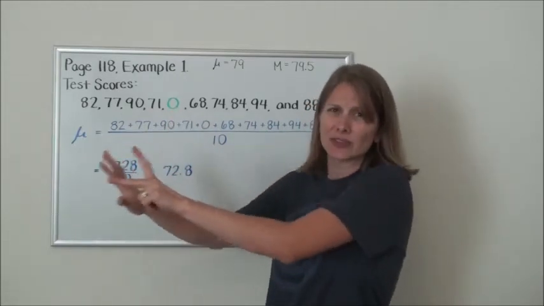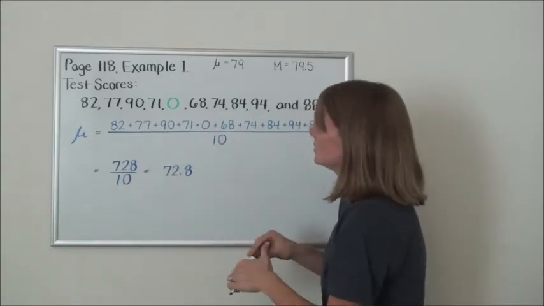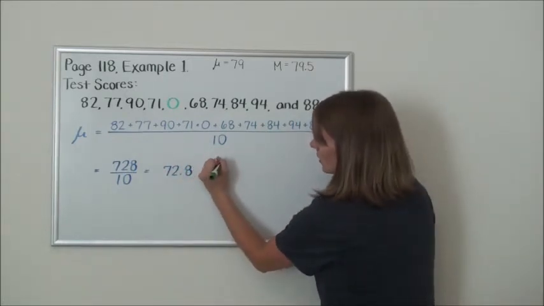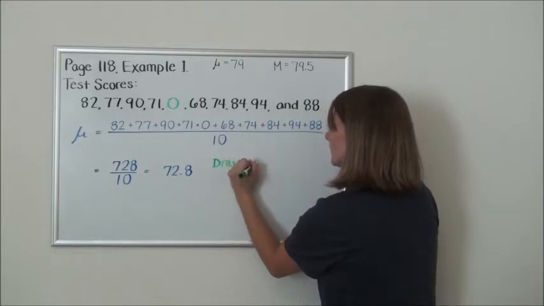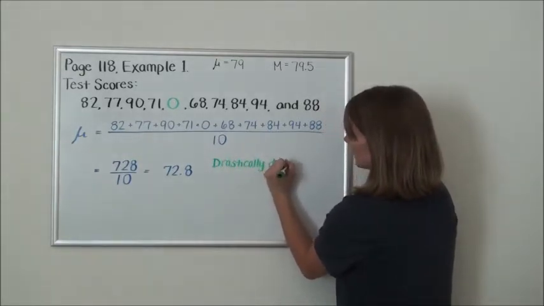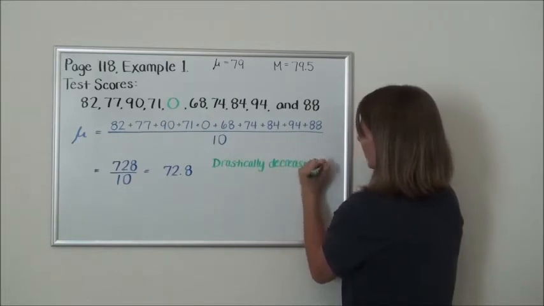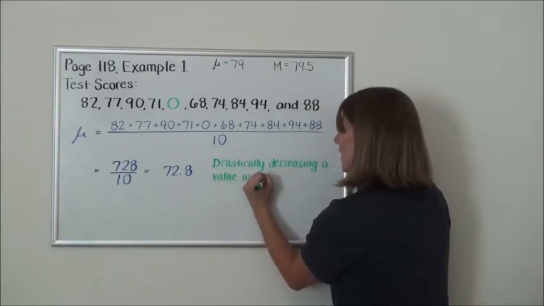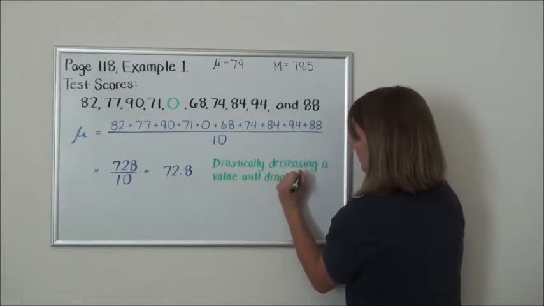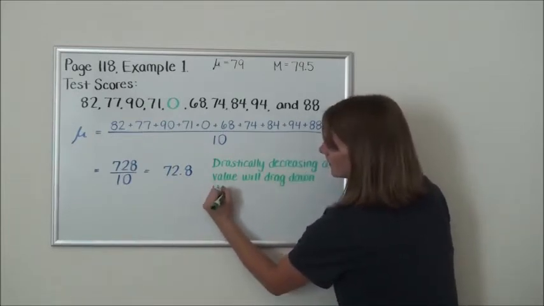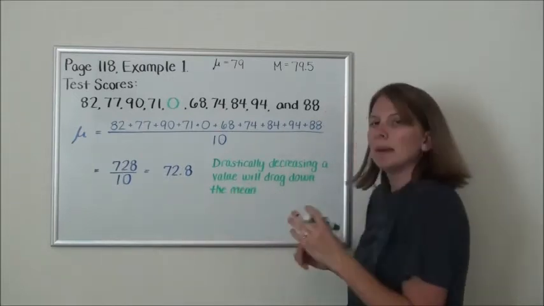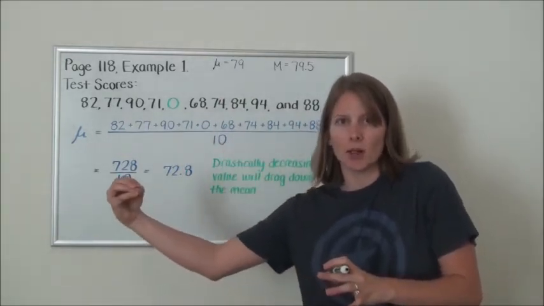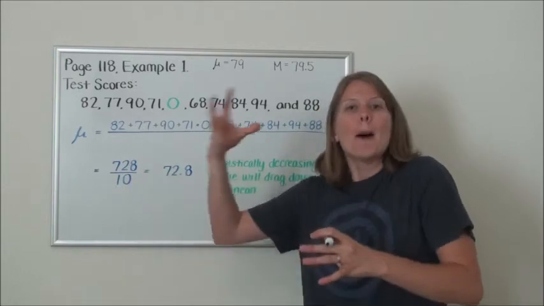It's so drastically different, so much drastically lower than it used to be. What that does to my mean is it makes it lower. So I'll just make a note here that drastically decreasing a value will drag down the mean. It makes that mean smaller than it used to be. So decreasing a number, making a drastically smaller number, making an outlier that goes that way, pulls the mean down.